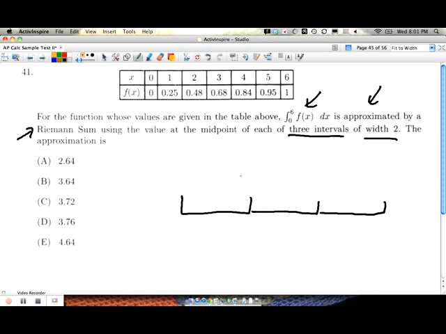Now I need to figure out what their height is. To figure out what their height is, I need to determine whether I'm doing a left, middle, or right type rule. This says I'm going to use the midpoint.